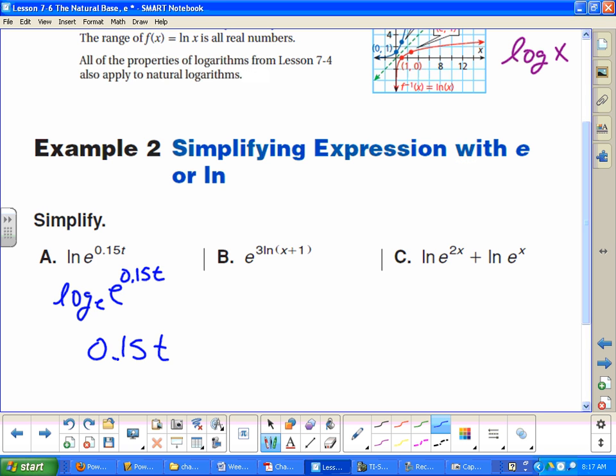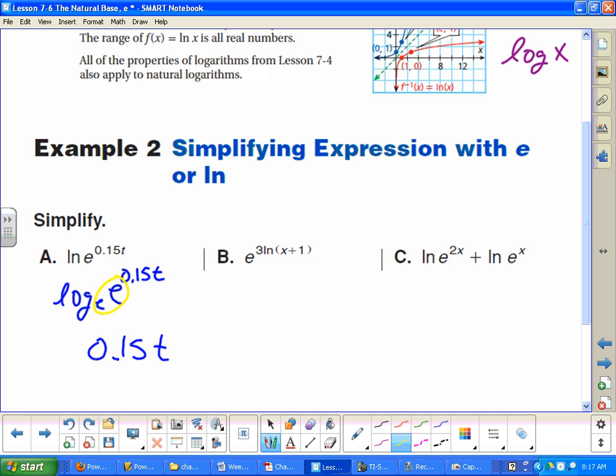Because, yep, we have the same base. Okay? So whenever you see the natural logarithm, why they use ln instead of nl, I don't know. But whenever you see the natural logarithm ln, that means it's a logarithm with a base e. So it's the inverse of e raised to the power of x.